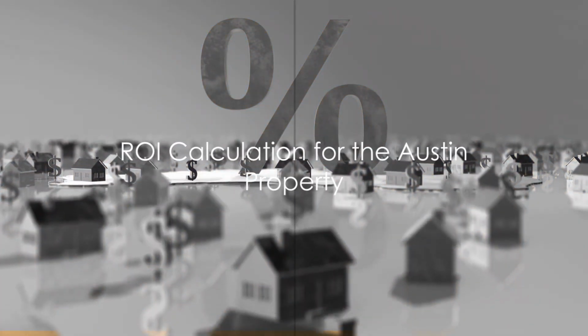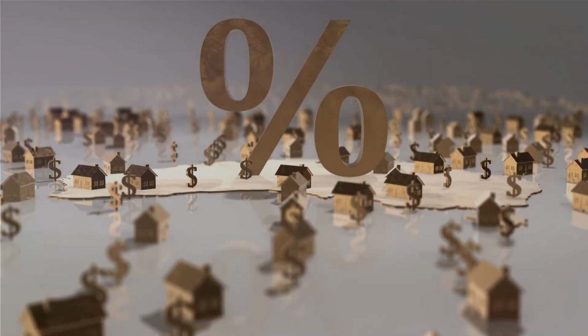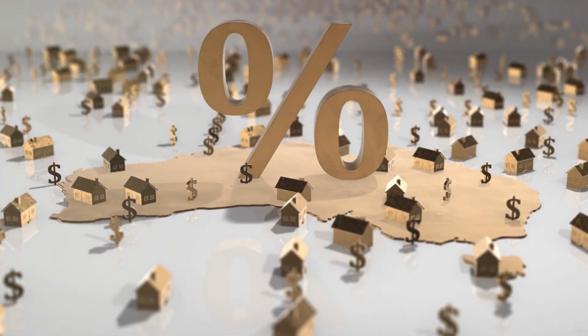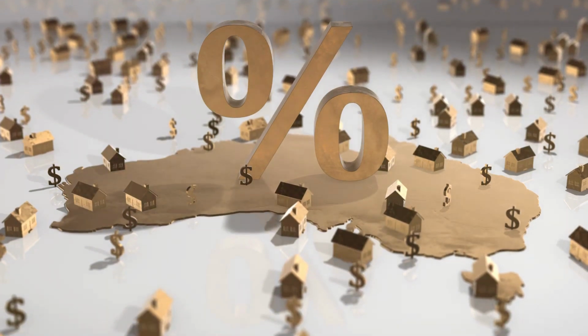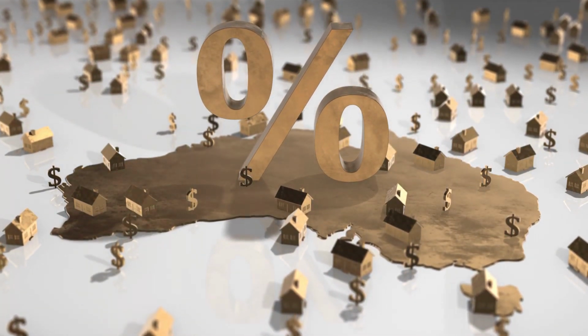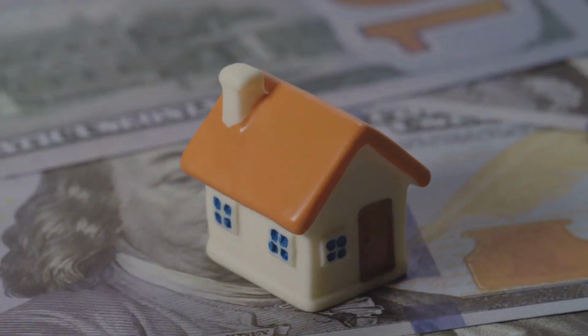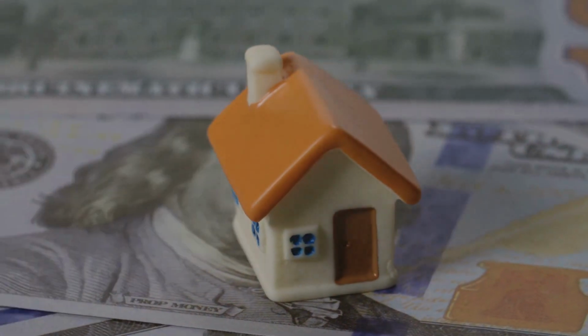Assuming a loan finances 75% of the property's purchase price at an interest rate of 4.5% over a 30-year term, the annual mortgage payments would be around $45,000. After subtracting the mortgage payments from the NOI, the annual cash flow comes to $75,000.